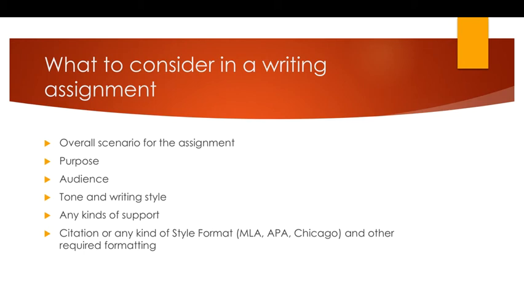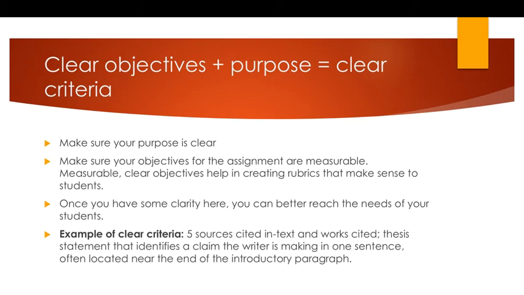You also want to think about audience, who the document is for, as well as tone and writing style, and any kind of support students will need in order to back up any kind of claims they're making. And of course, citation will pop up in this. So we'll talk about all those things. One thing that I would recommend is when you think about a writing assignment, what's your purpose and what are some objectives you have? So what do you want students to gain from doing this assignment? Are they going to learn more about their community? Are they going to learn more about like a health risk that is happening within a certain community? What is going on? So make sure your purpose is clear to the students.